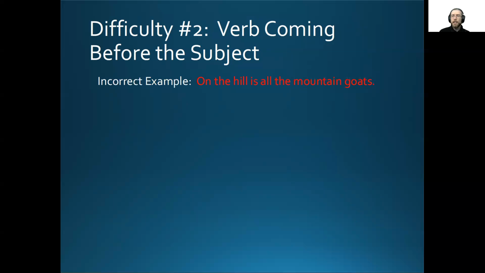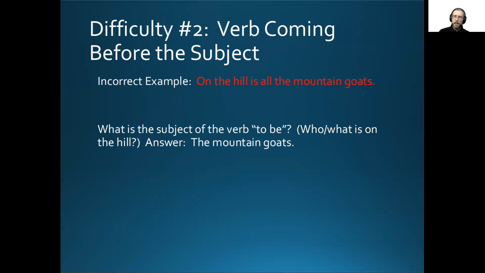So, an incorrect example, an example of this mistake being made. On the hill is all the mountain goats. Now, the subject of this sentence is the mountain goats. There are many mountain goats. So the verb has to be conjugated in the plural. The hill is not the subject of the sentence. It's the object of the sentence.